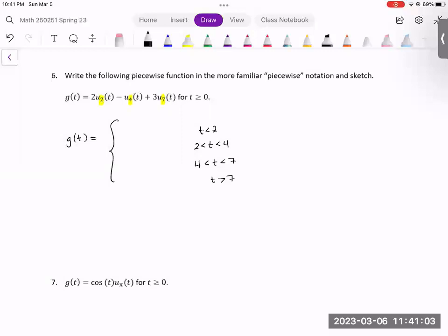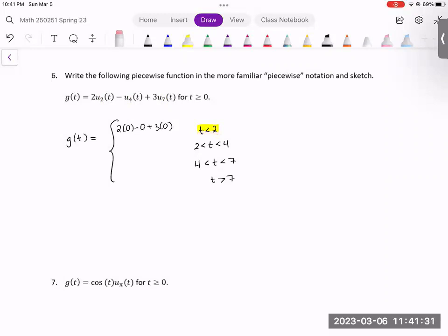All right, when t is less than 2, then we are going to think of u2 of t being off, u4 of t being off, and u7 of t being off. Okay, and so by off, what I mean is that all of them give us 0.